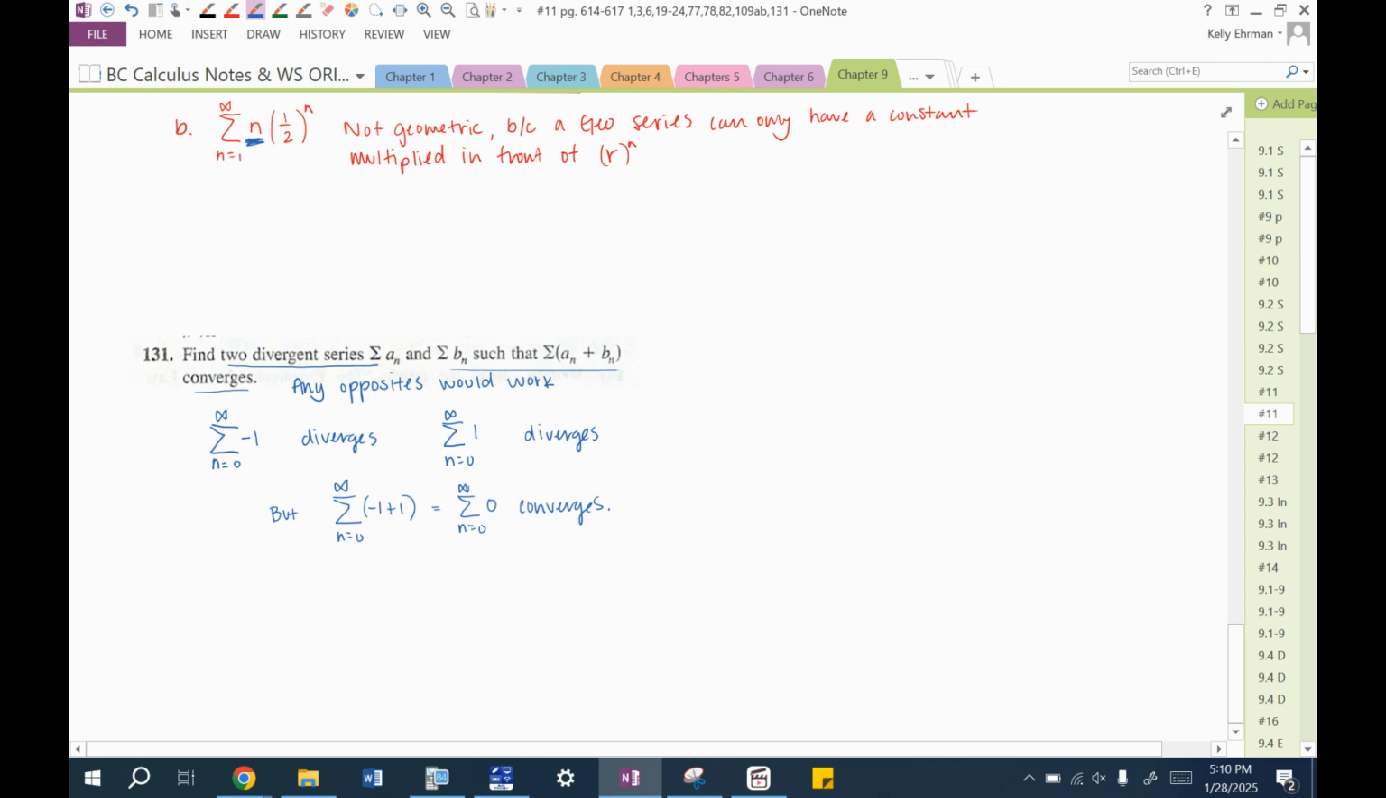So there are probably other examples. You could probably use just -x and x. But yeah, either way, I'm getting it to add up to 0.